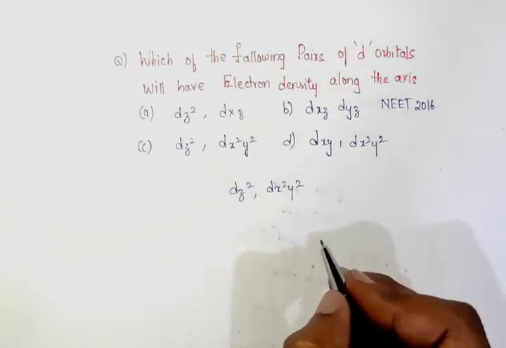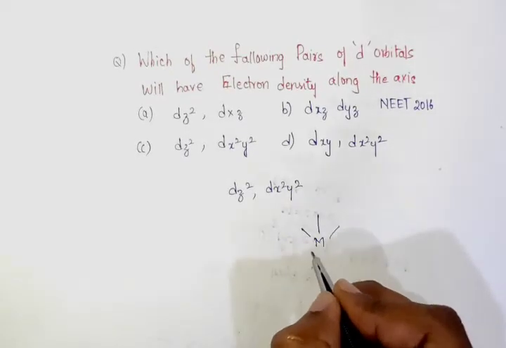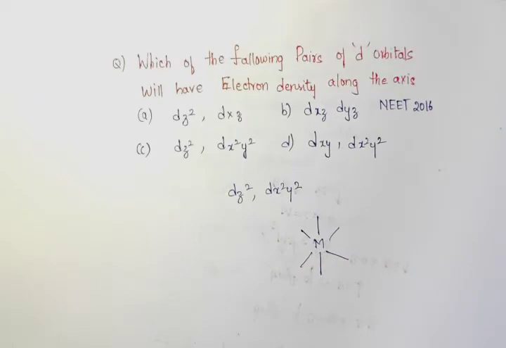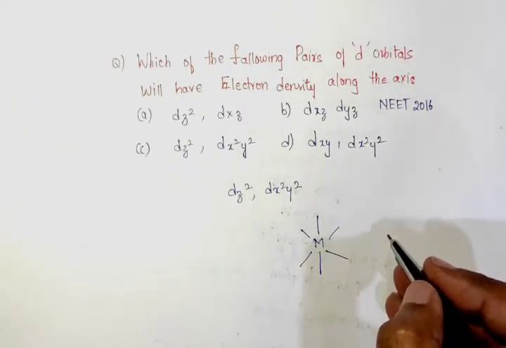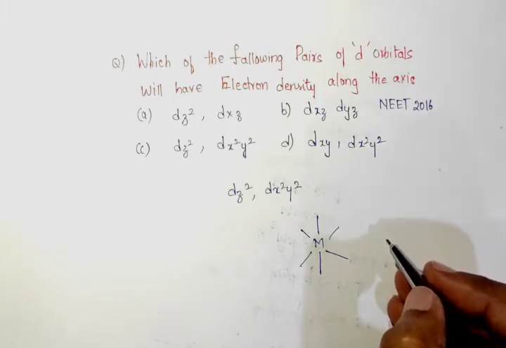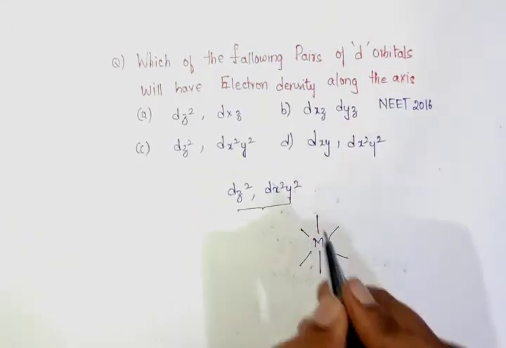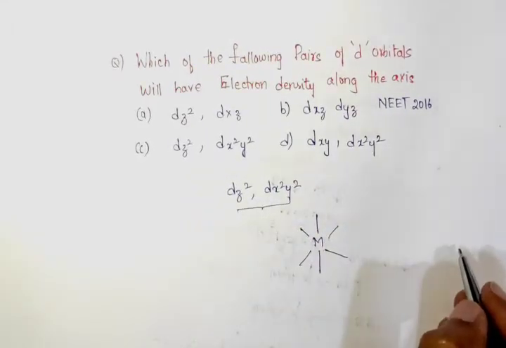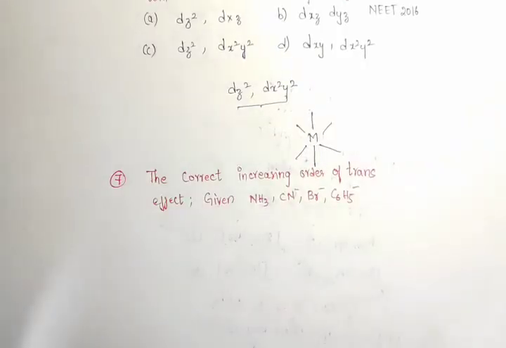Say for example if I consider an octahedral complex, any metal octahedral complex, the ligands approaching towards the axis will repel more. The ligands which approach in between the orbitals will experience less repulsion. So the electron density is present on dz square as well as dx square minus y square, depending upon the d1 complex. So see the next question.